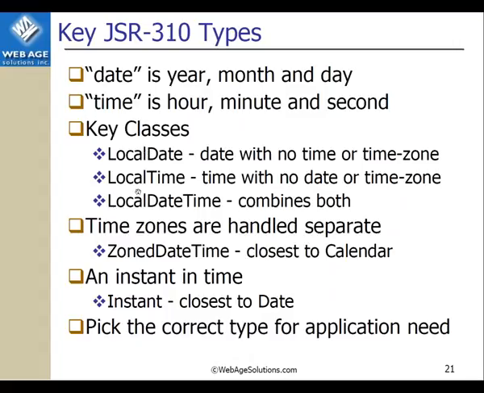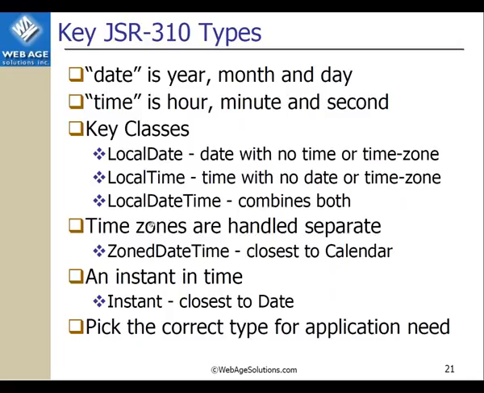Key classes involved here. Notice we have local versions. Local simply means that we don't have time zone stored with this object, right? And notice you have LocalDate, LocalTime, and LocalDateTime. Right? So if you want to have just date, you have that. If you want to have just time, you have that. If you need both, well, you got both. So depending on the context, we can choose which object we want to use.